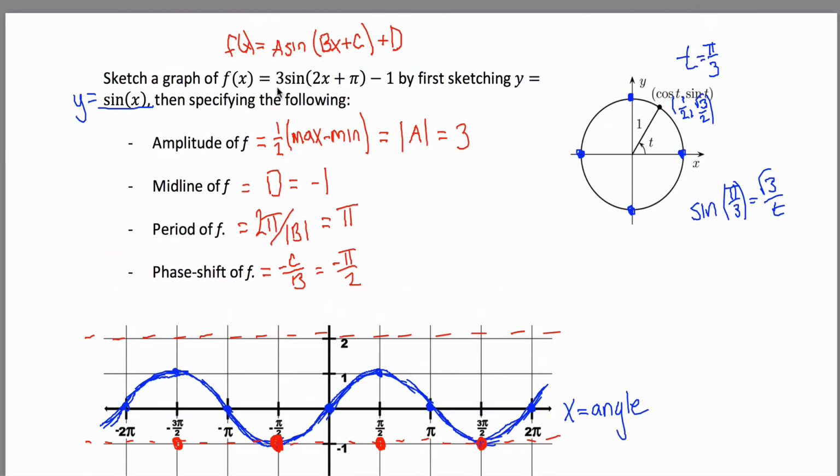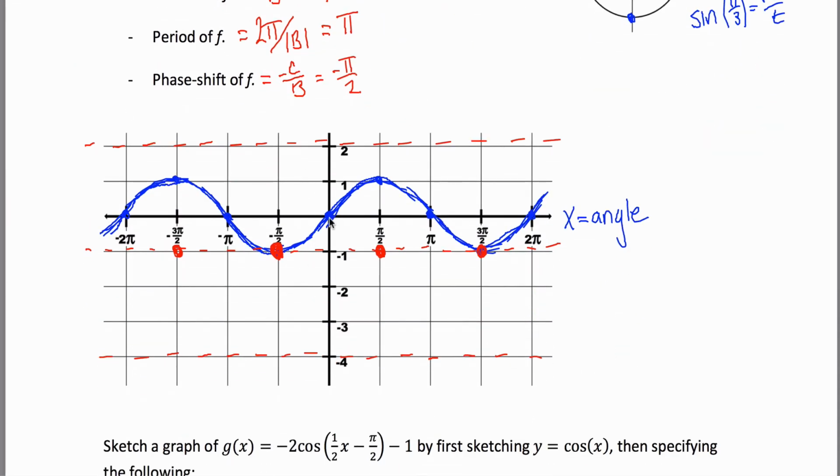If this were a negative number here, then I'd just flip. Instead of starting out by going up, I'd start out by going down. I'd go down this way. But it's not, so I'm not going to.